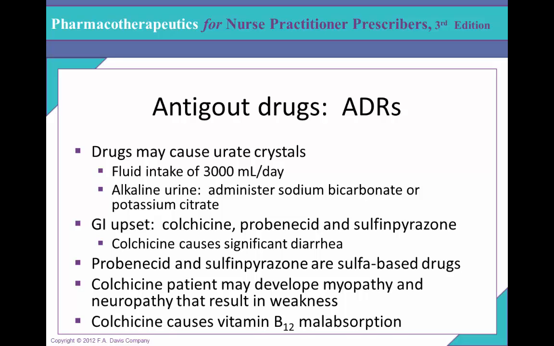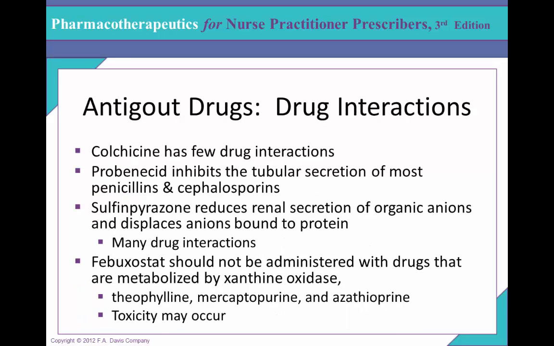Be aware of possible GI distress with high doses of colchicine, probenecid, sulfinpyrazone, and also NSAIDs. Colchicine can also cause significant diarrhea. Have in mind that sulfinpyrazone is a sulfa-based drug, so if the patient is allergic to sulfa, they should not take this medication. Colchicine could cause myopathies and weakness, and also vitamin B12 deficiency. There are a lot of drug-drug interactions because of high protein binding.